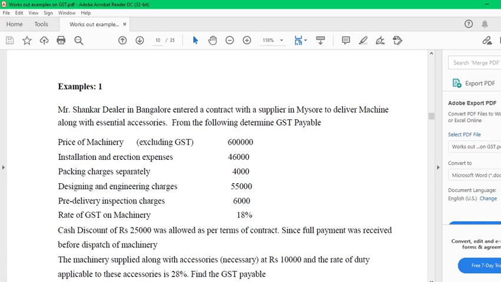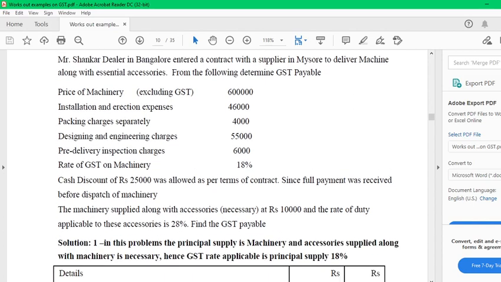Cash discount, 25,000, was allowed as per normal trade practice terms of the contract, since full payment was received before dispatch of the machinery. The machine was supplied along with accessories worth rupees 10,000, and the rate of duty applicable to these accessories is 28%. Please make a note of this.